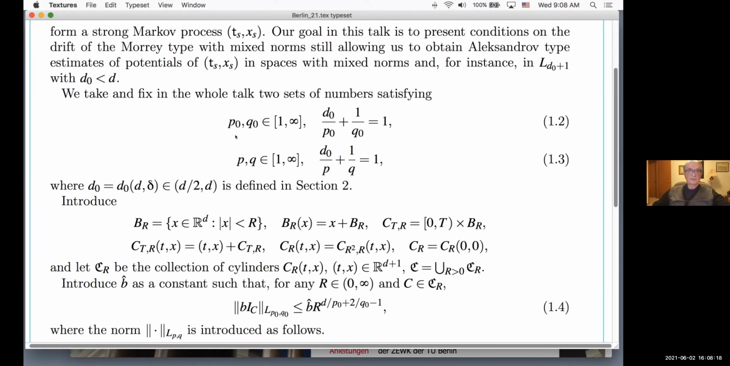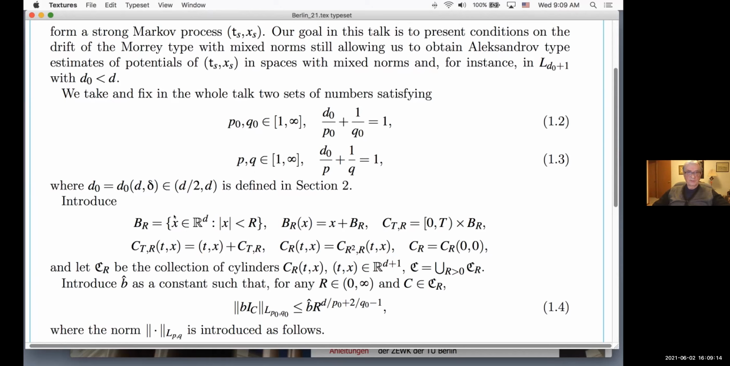So we take two couples of numbers p_0, q_0, which are in the range from 1 to infinity, infinity included, satisfying this equation and this equation. They are the same, but this condition will be imposed on the drift, and this condition will be imposed on the right-hand side, the function f. What is interesting is that the drift will satisfy this condition, the right-hand side will satisfy this condition, and still the estimate holds. They could be different. So d_0 is a function of the dimension and the non-degeneracy constant.